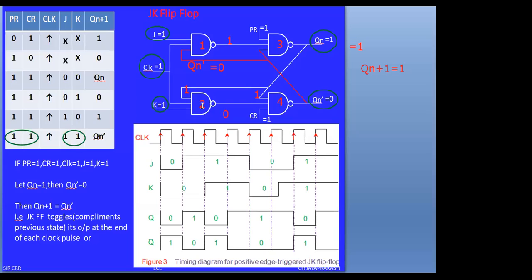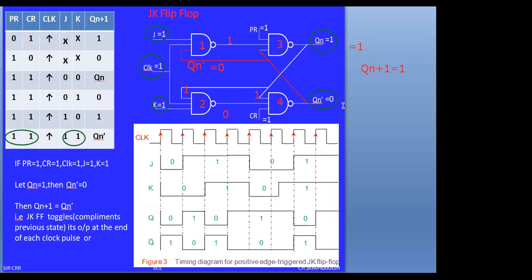Now check NAND gate 2. For NAND gate 2, Qn is 1, K equals 1 and clock equals 1. Therefore, the output of NAND gate 2 is 0. This 0 is given as input to NAND gate 4. There is a delay between NAND gate 2 and NAND gate 4.